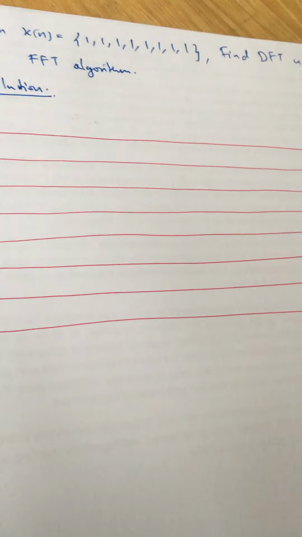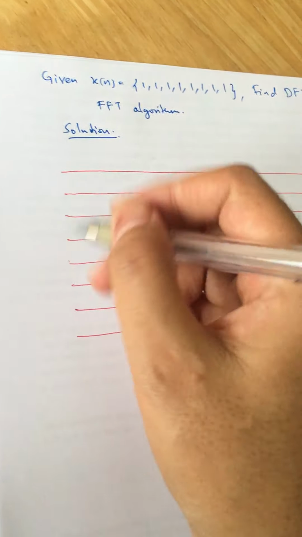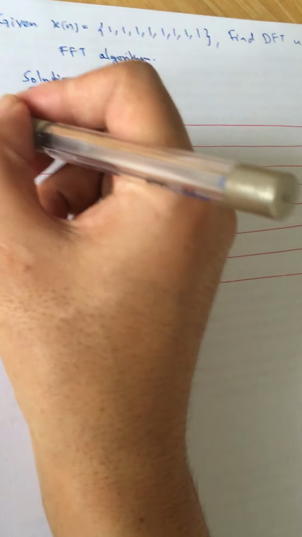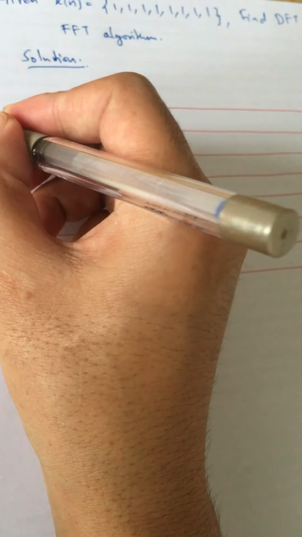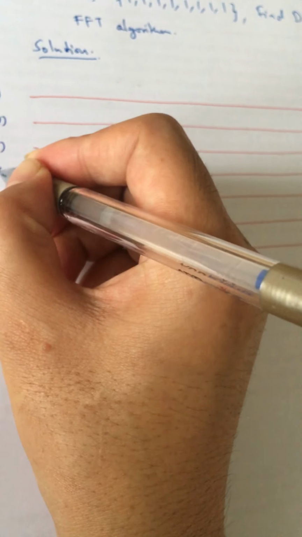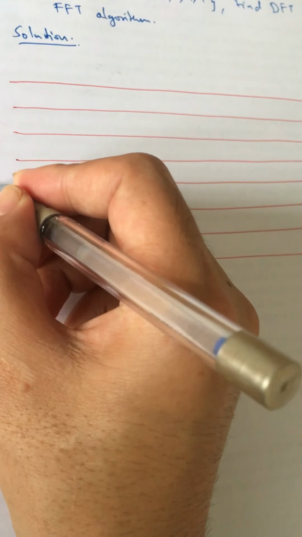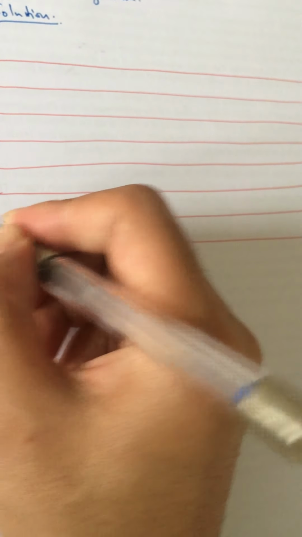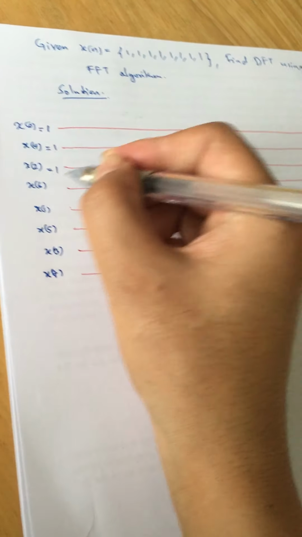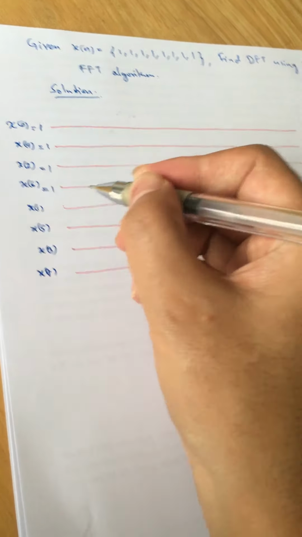And you know that your input is bit reversed, so the first 4 will be even, and the last 4 will be odd. So your x of 0, then x of 4, x of 2, x of 6 on the even side. Now on the odd side, x of 1, x of 5, x of 3, x of 7. Now you know the values, and this one is equal to 1, equal to 1, equal to 1, equal to 1.